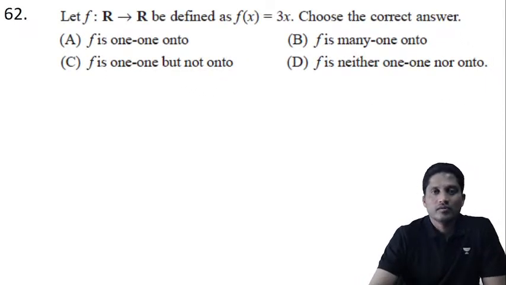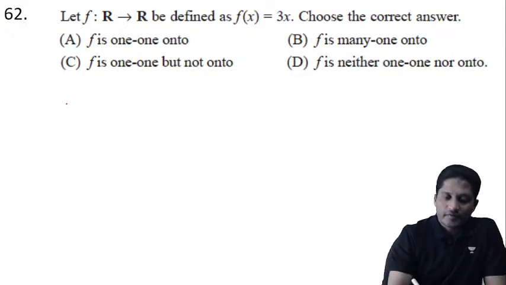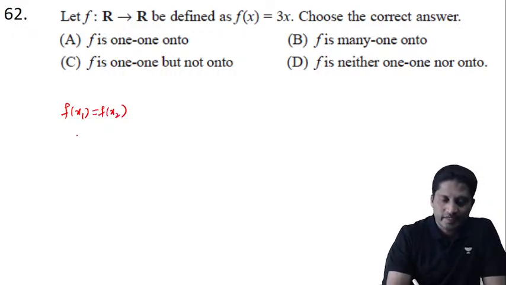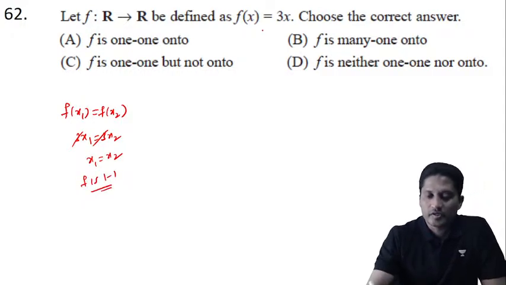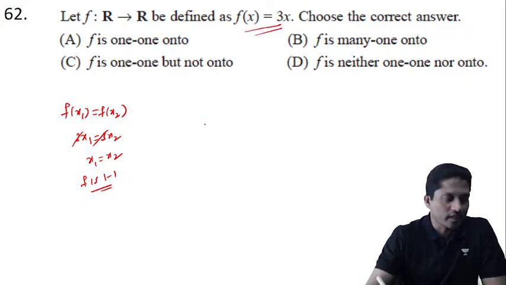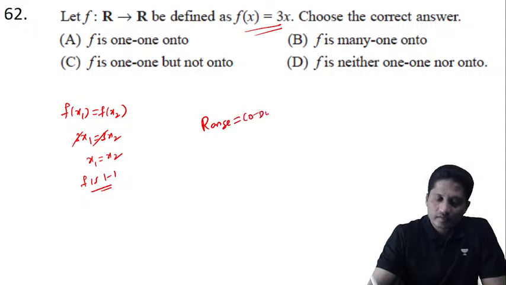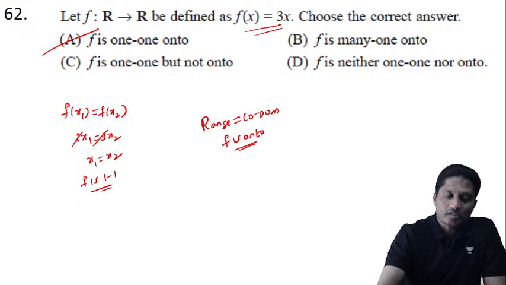Question number 62. f of x is equal to 3x is one to one, right? f of x1 is equal to f of x2, 3x1 is equal to 3x2. Obviously, x1 is equal to x2. It is one to one. Now the input is a real number, so the output will also be a real number. So obviously range is equal to codomain, so f is onto. It is both one to one and onto. Answer is option A.